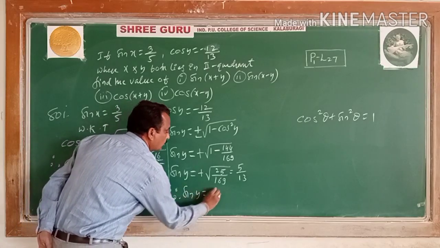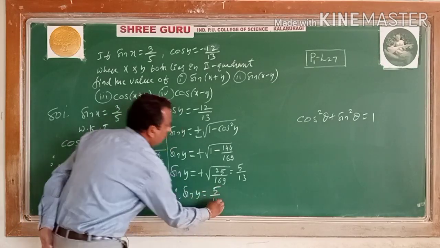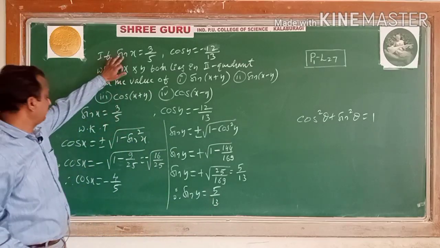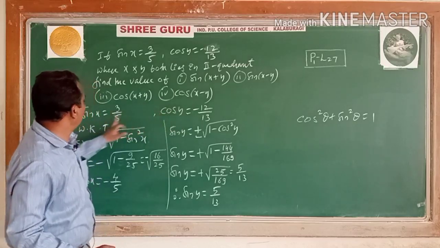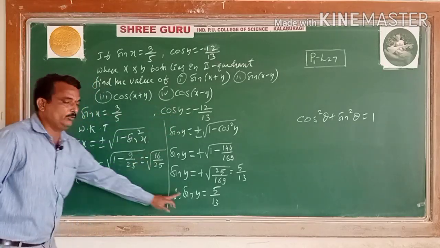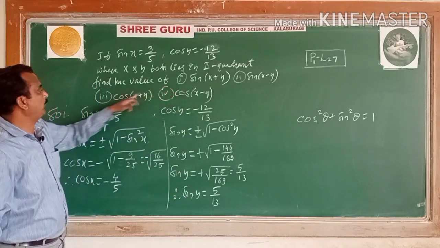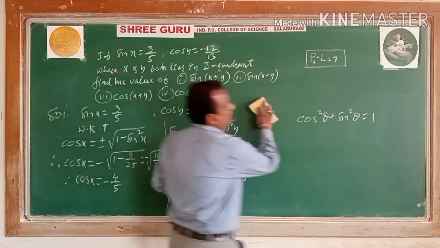Therefore sin y is equal to 5 by 13. So you get sin x, cos x, sin y and cos y. These two values are given here, and these two values you have calculated here. Now let us find whatever is asked, one by one.